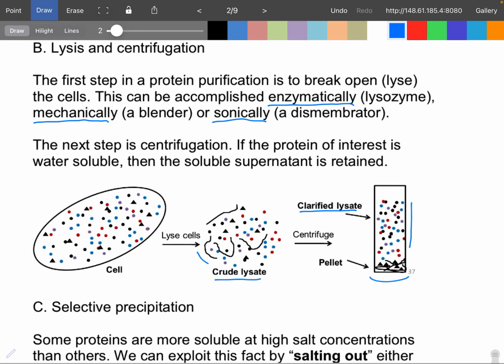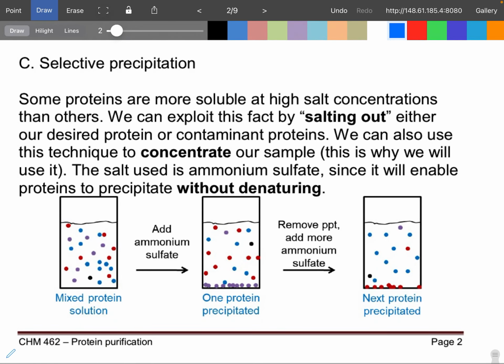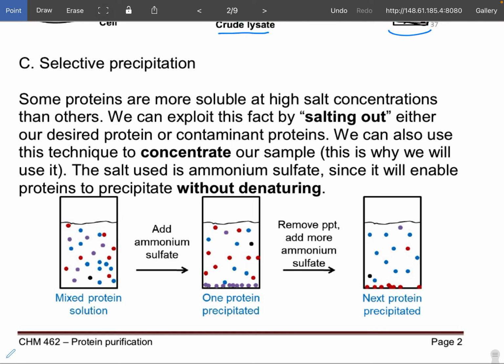Once we have that supernatant, we can utilize selective precipitation to remove some proteins we don't want and concentrate our protein as well. So some proteins are more soluble at high salt concentrations, and we can use the concept of salting out or differential precipitation to perhaps salt out our desired protein or contaminants. And so the way this works is we use this salt called ammonium sulfate, and ammonium sulfate is very good at keeping proteins very stable.